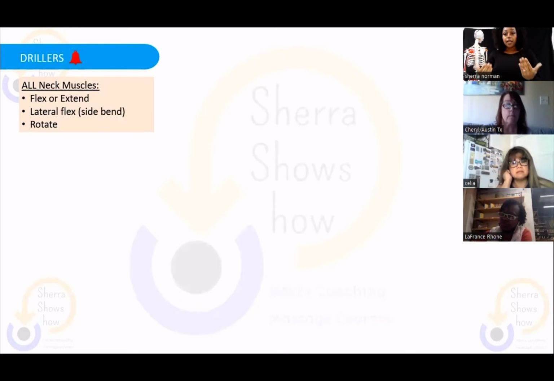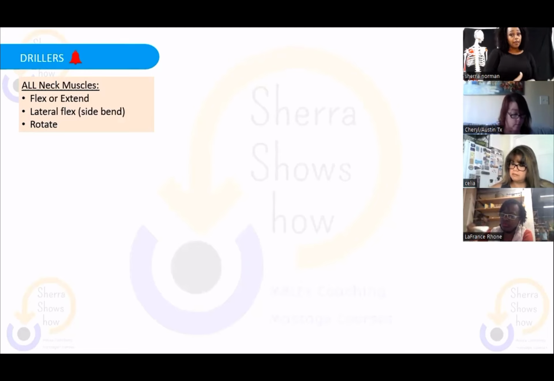So all neck muscles either flex or extend, depending on whether it's a front of neck muscle or a back of neck muscle. A front of neck muscle is going to pull into flexion. A back of neck muscle is going to pull into extension. There's one on each side, so all neck muscles are going to laterally flex or side bend to the left or to the right. You will hear either side bend or lateral flexion. Either one will come up on the test. And then they're going to rotate.